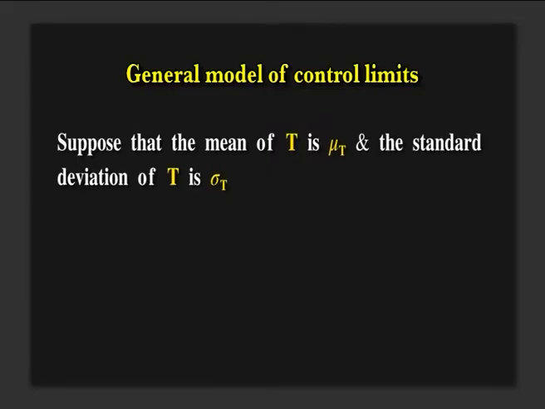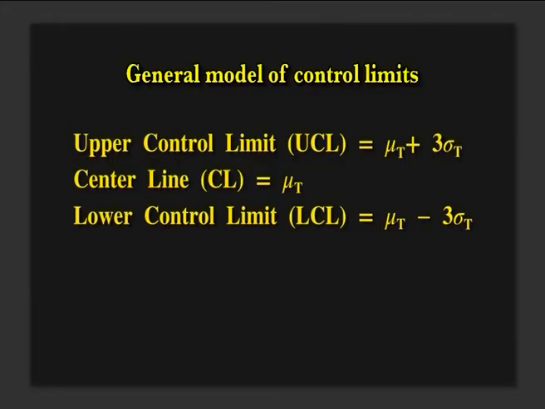Let T be any statistic that measures some quality characteristic of interest. Suppose that the mean of T is equal to mu T and the standard deviation of T is sigma T, then the general model of control limits are given by upper control limit is mu T plus 3 sigma T, central line is mu T, lower control limit is mu T minus 3 sigma T.